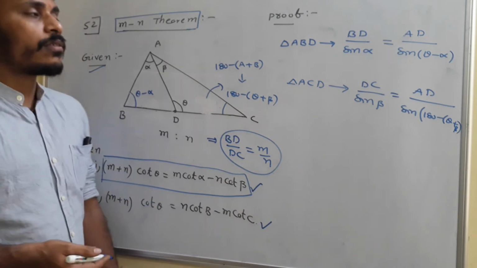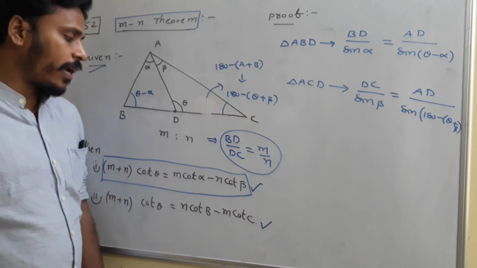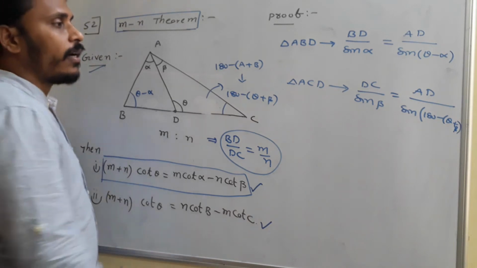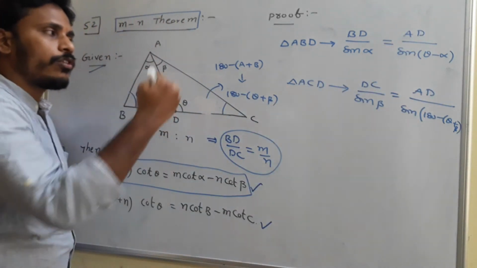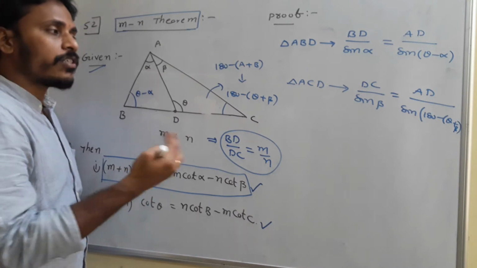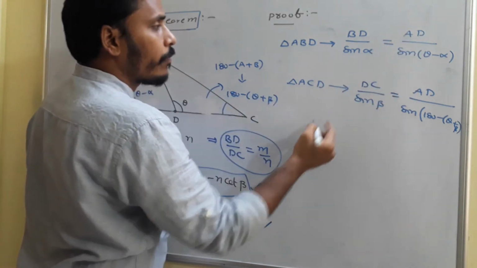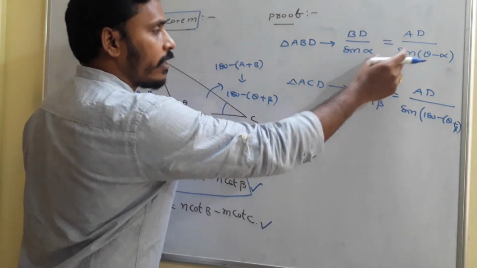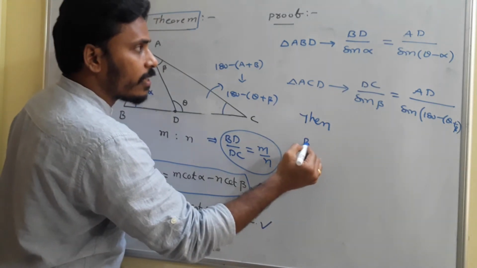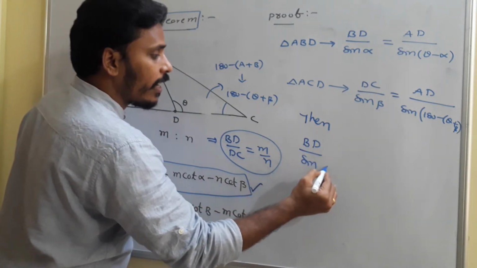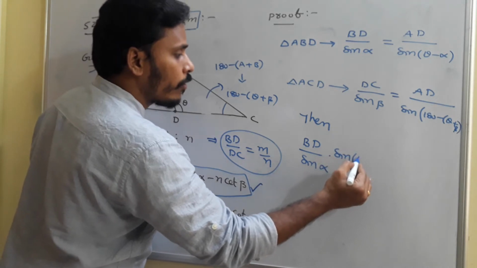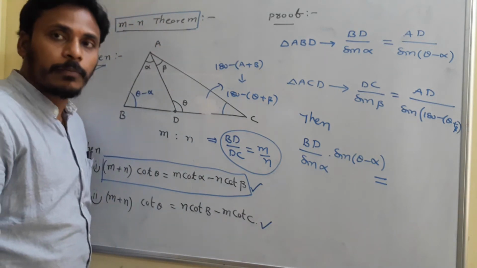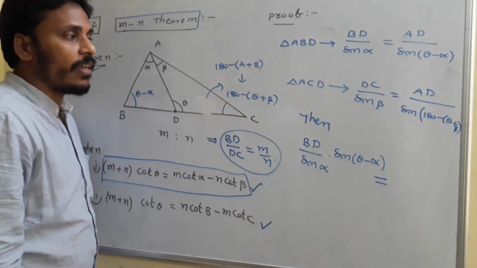And now, since we need to find this particular statement, m plus n cot theta is equal to m cot alpha minus n cot beta, here AD and AD is a common thing. You just divide 1 with 2, or you just eliminate AD. From this, what is AD? From the first statement, you just make AD the subject: BD by sine alpha into sine of theta minus alpha is AD from the first statement. Then again from the second statement, what is AD?